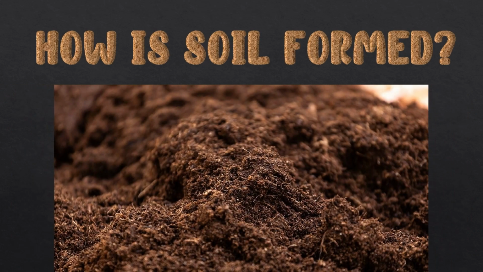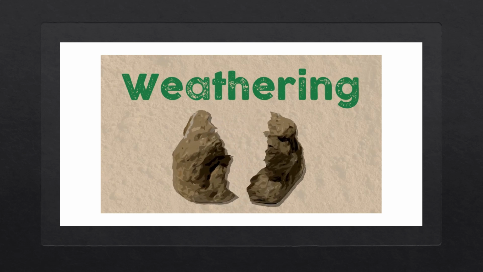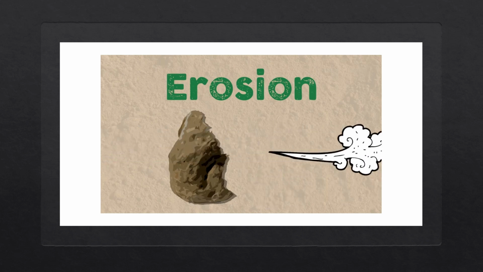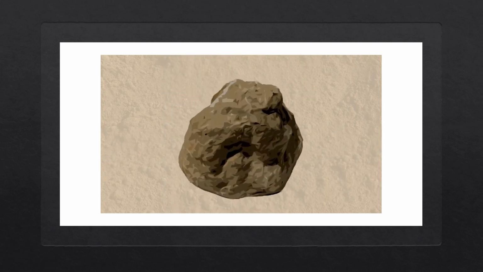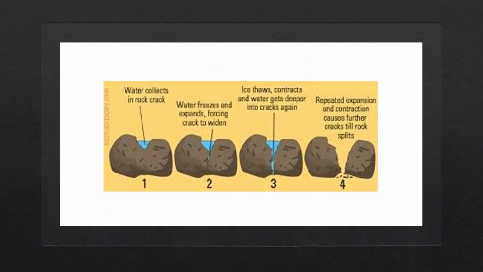How is soil formed? Soil is formed by the process of weathering and erosion. Weathering is the breaking of rocks into smaller rocks by either physical or chemical process, and erosion is when these smaller rocks are carried away from the bigger parent rock either by wind or by water. These particles are eventually dropped in places where they settle and mix with other materials to become soil.